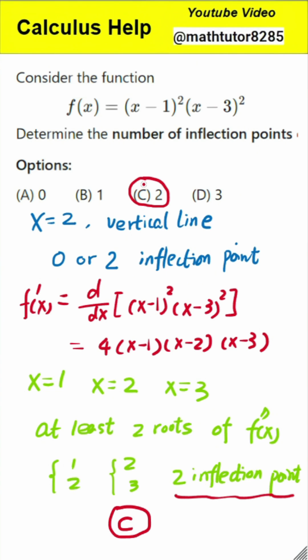When the first derivative is a cubic with 3 distinct roots, the second derivative will usually have 2 real roots. That's your clue for spotting 2 inflection points, especially when the function is symmetric. That's it for this question solving.